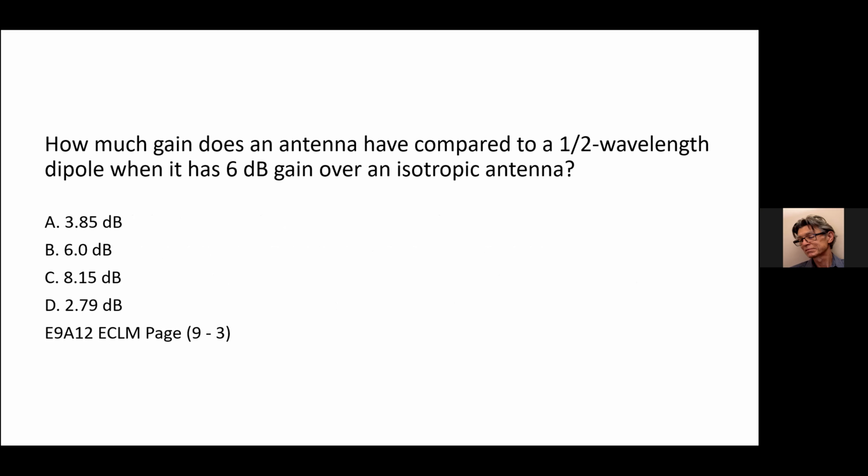How much gain does an antenna have compared to a half-wavelength dipole when it has 6 dB gain over an isotropic antenna? A, 3.85 dB, B, 6.0 dB, C, 8.15 dB, or D, 2.79 dB. Alpha. Alpha is correct, 3.85 dB.